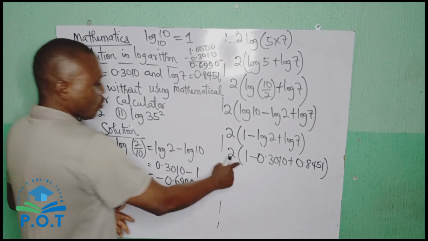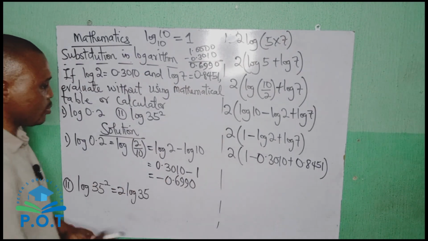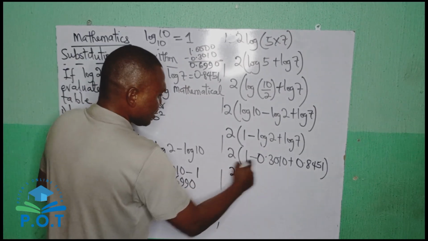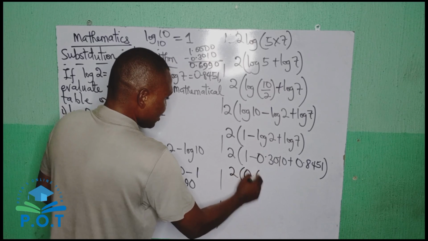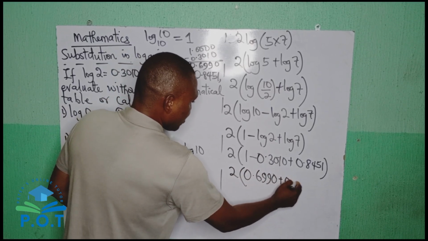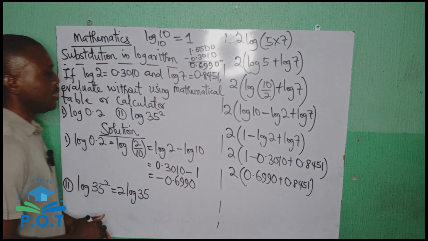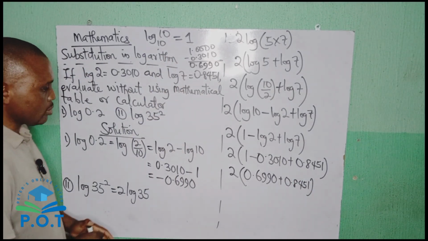All right, so 1 minus 0.3010, we've done that here. Okay, so we'll be getting 2 brackets. This will give us 0.6990 plus 0.8451. Okay, now let us do the addition quickly.